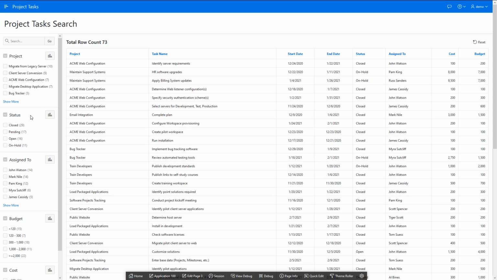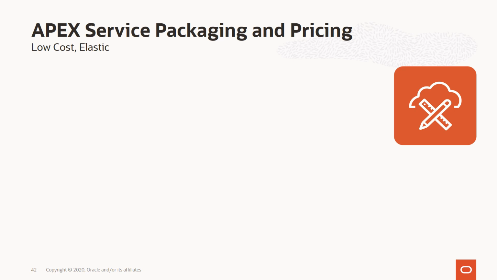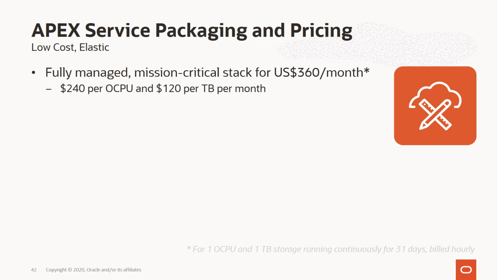Now that you've seen Apex Service in action, let's close with a summary of service packaging and pricing. Apex Service consists of 2 pieces, OCPU and storage. Both are billed hourly. Adding up their costs, you can get an instance of Apex Service for less than US $360 per month. That's for 1 OCPU and 1 terabyte of storage, running continuously for a full 31 days.